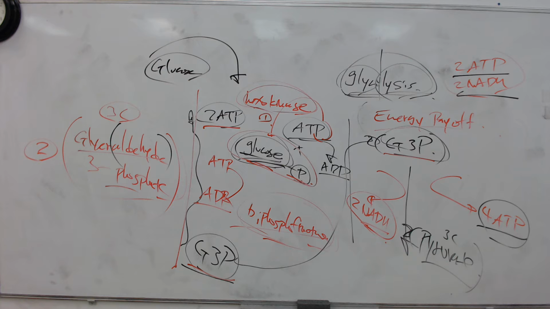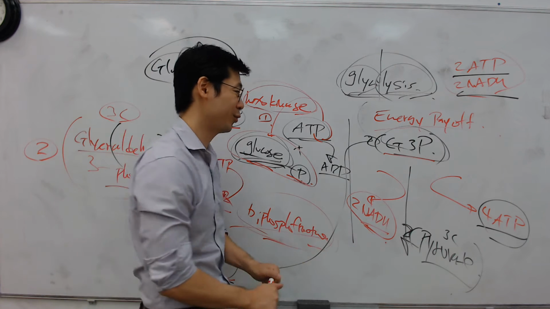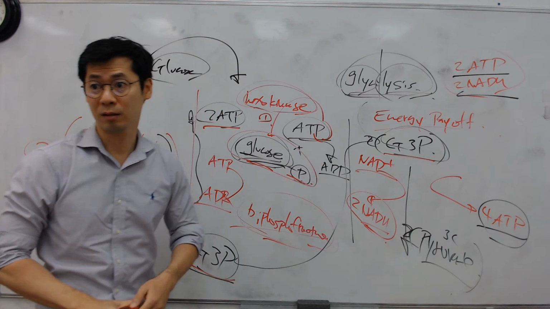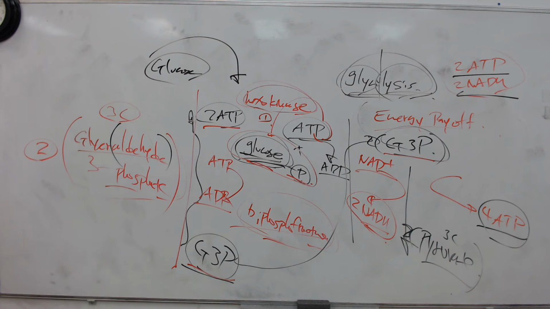So what really bottlenecks the process is that they've got to get this back. They produce NADH, and they have to convert it back into NAD plus, because the reaction is coupled. So now the question becomes, how do they do that?